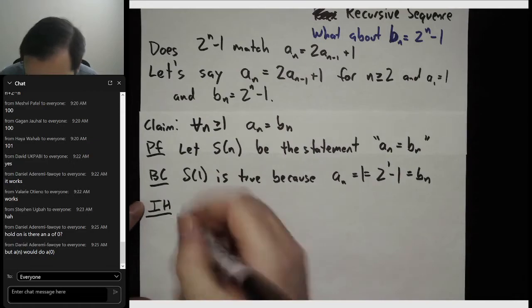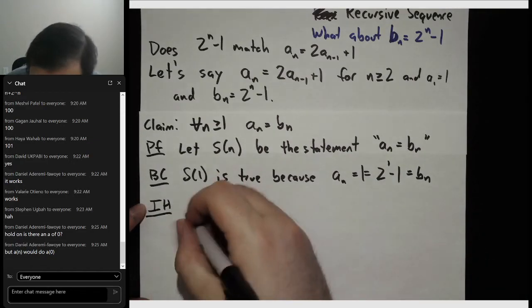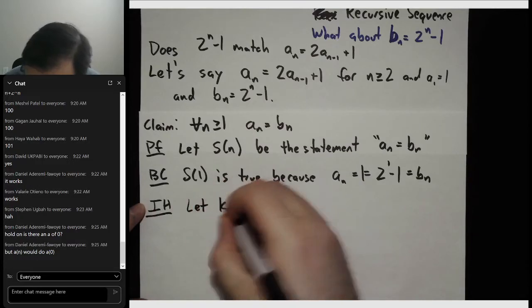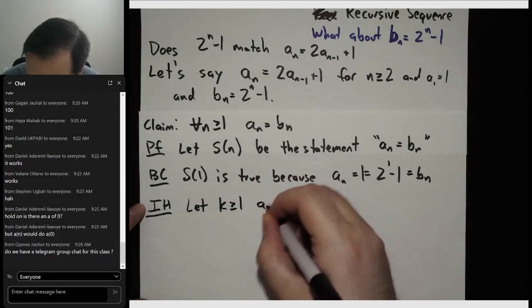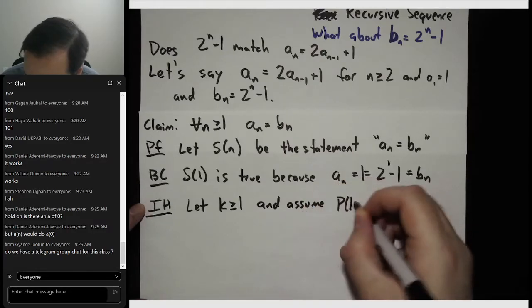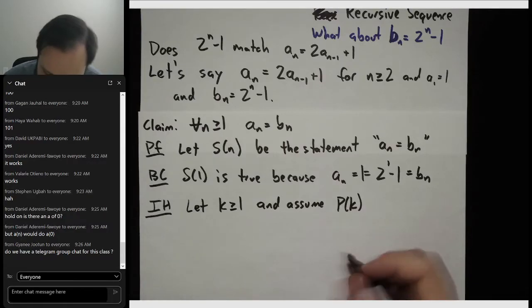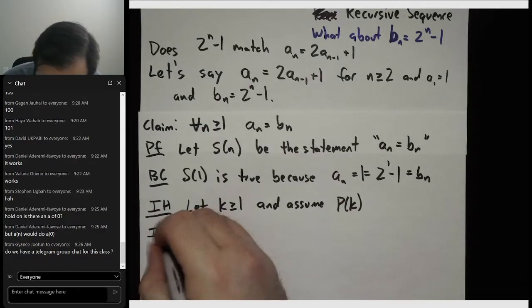Okay, so for my induction hypothesis, I'm claiming I can just do normal induction in this case. So I'm going to let k be greater than or equal to 1 and assume P of k. Induction step.